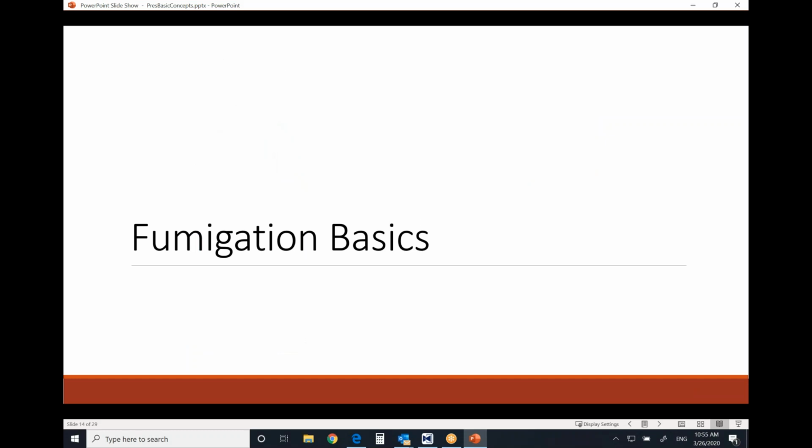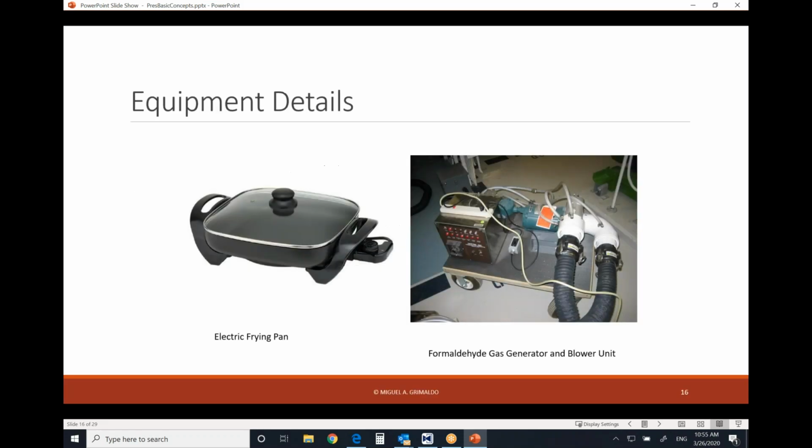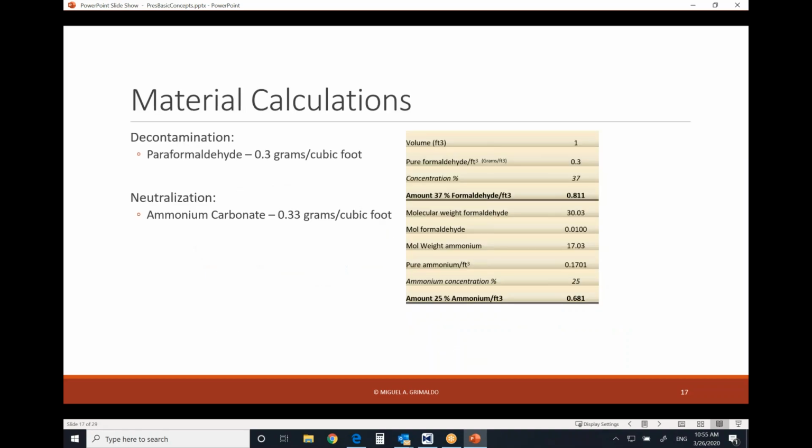For fumigation, we use multiple technologies. One of them is formaldehyde gas, which has been used since the 1890s. Formaldehyde is very effective. For that, we use very simple materials like electric frying pans, or equipment like the one on the right, that will vaporize, will gasify the paraformaldehyde, and then we are able to inject it into rooms or into housings or metal boxes. For that, for example, we use 0.3 grams per cubic foot of paraformaldehyde, and to neutralize after the decontamination, we use 0.33 grams per cubic foot of ammonium carbonate to neutralize the formaldehyde gas before it can be released to the environment.